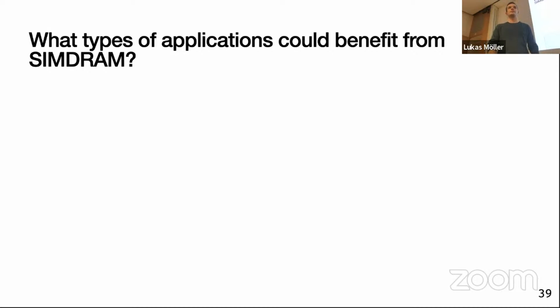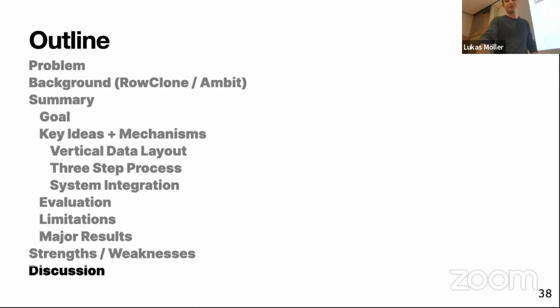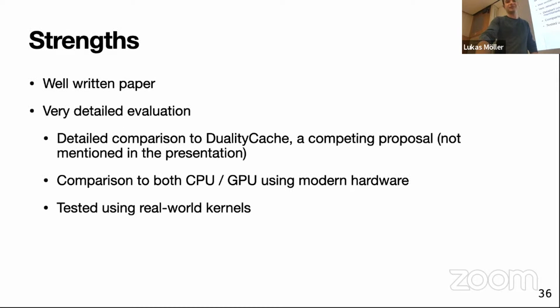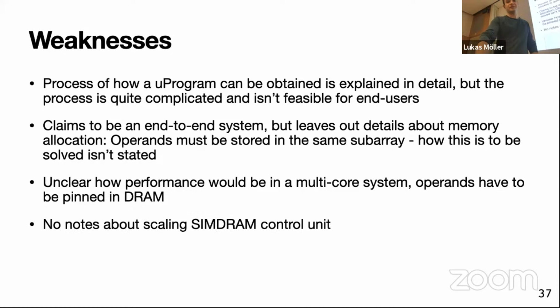Not exactly to this point, but to your weakness point. Did the paper outline a process how a user could potentially obtain this microprogram, even if it's a complicated process? The problem is that you need an instruction to schedule the program to the SIMDRAM control unit, and for doing that you would need to add a new ISA instruction. Which is of course possible, but not really feasible for end users.